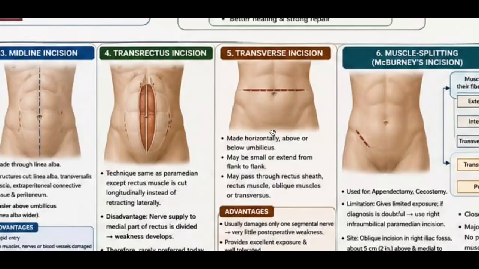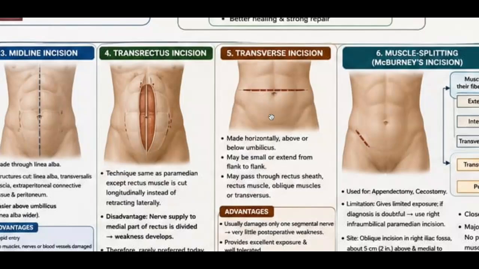And the route here may pass through the rectus sheath, the rectus muscle, the oblique muscles, and the transverse muscle, because immediately we are going to have the rectus muscle, but laterally we have all our oblique muscles and the transverse muscles. So there is a cone here, you can say.